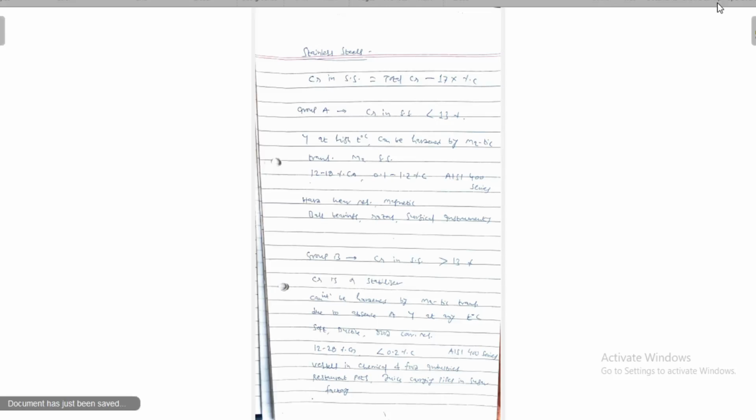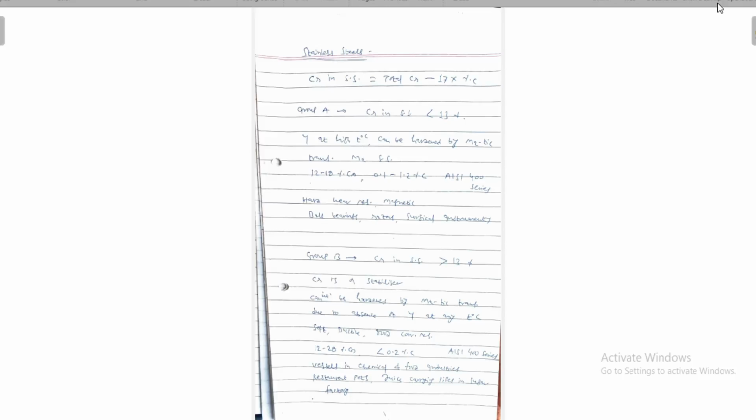That's why these steels cannot be hardened by martensitic transformation, due to absence of austenite at any temperature. These are soft, ductile, apart from having very good corrosion resistivity. A typical chemical composition is 12 to 28% chromium, and it will have less than 0.2% carbon.